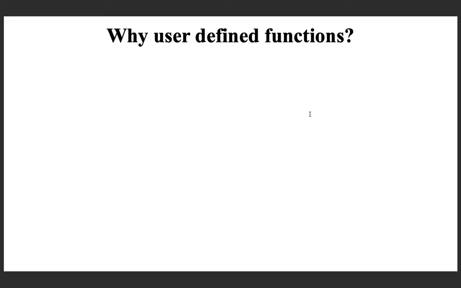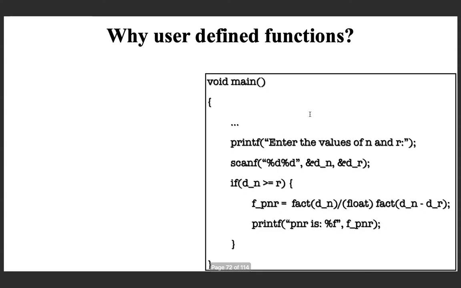Now we can look at another concrete example to see why we need user-defined functions. And here is a program which is to find the number of r permutations of n objects. We know that it is nothing but n factorial divided by (n minus r) factorial. So we need to find factorial twice for solving this problem.